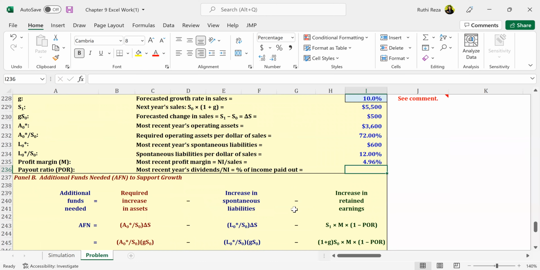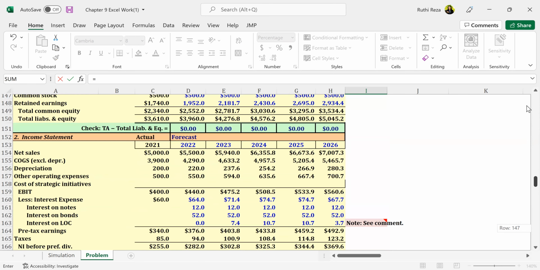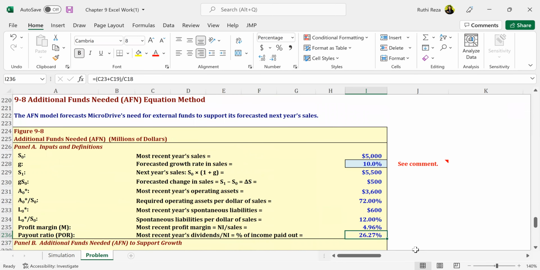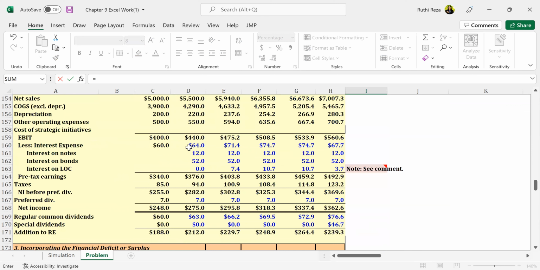Next, your dividend as percentage of net income. Actually, it should be common dividend as percentage of net income after preferred stock.